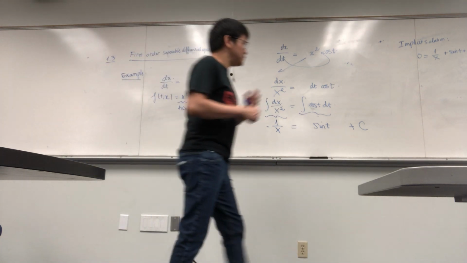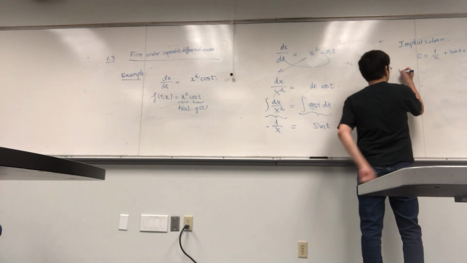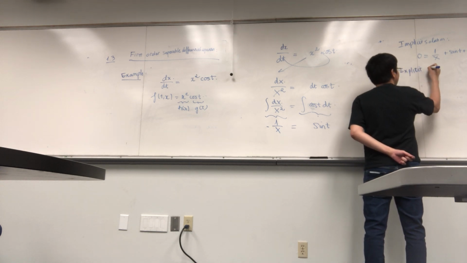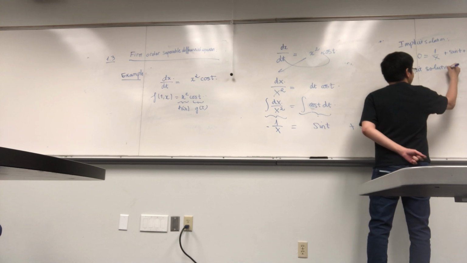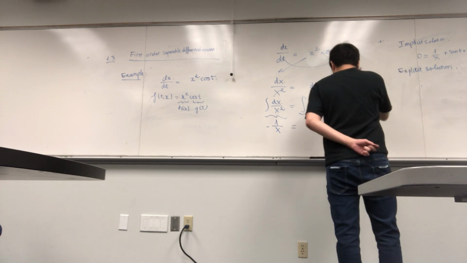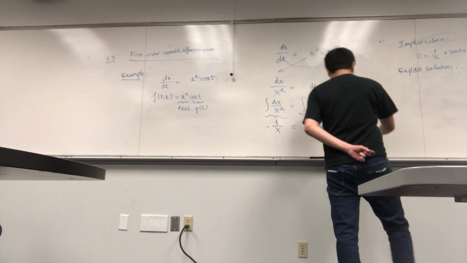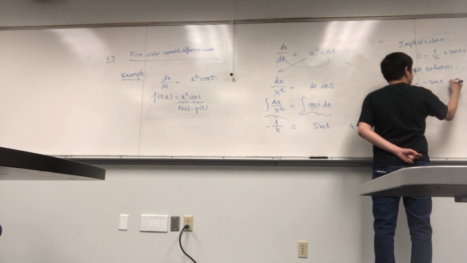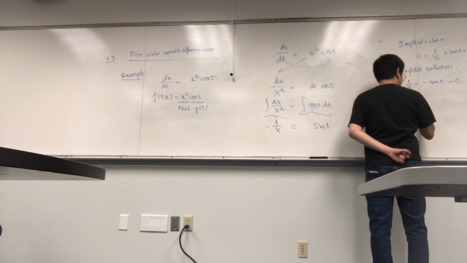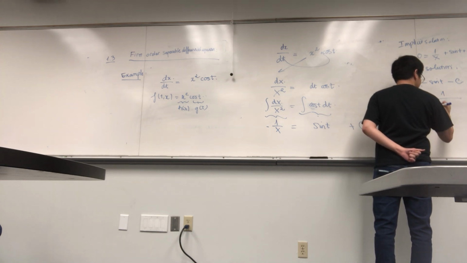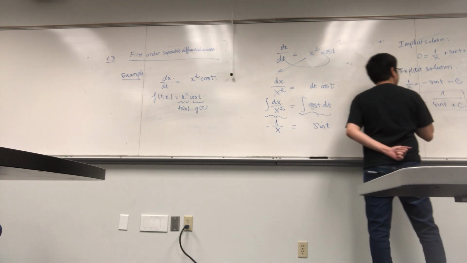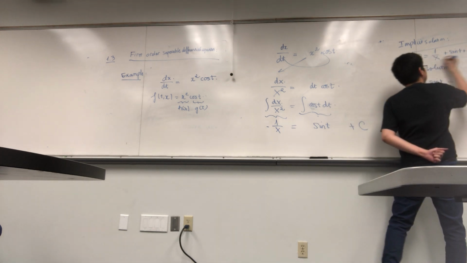Now to find the explicit solution, I'm going to have to solve this equation. So I have minus 1 over x is sine t plus c, meaning that 1 over x is minus sine t minus c. So x will be minus 1 over sine t plus c. So this is the explicit solution and this is the implicit solution.